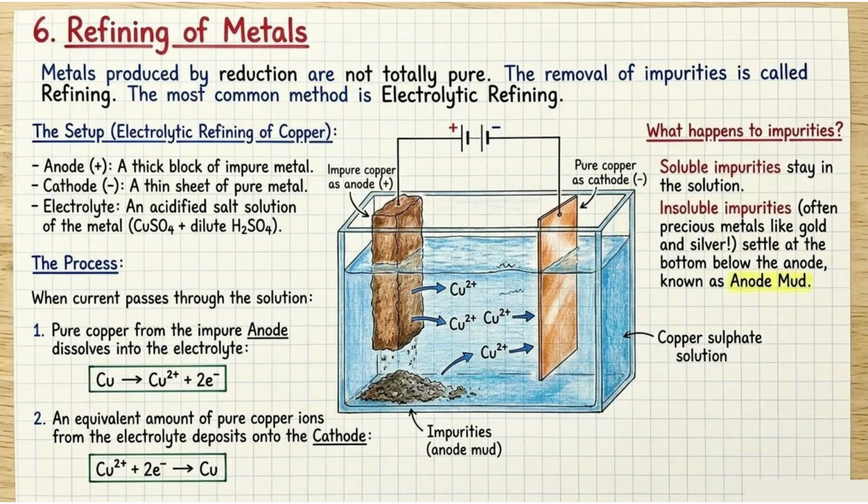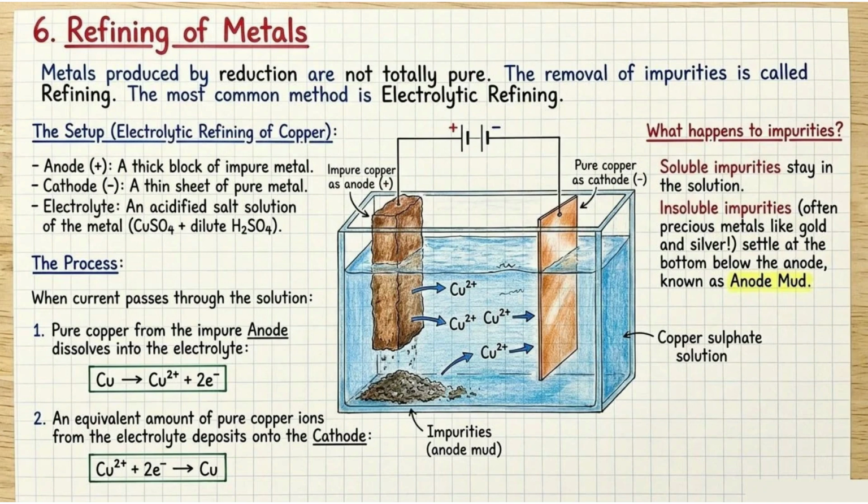The liquid electrolyte they sit in is an acidified salt solution of copper, specifically copper sulfate, CuSO4, with some dilute H2SO4. When you turn on the current, atoms from the impure anode dissolve into the liquid. Solid Cu turns into Cu2+ ions, leaving 2 electrons behind. At the exact same time, an equivalent amount of pure Cu2+ ions in the liquid are drawn to the pure cathode, gaining 2 electrons to deposit as solid, perfectly pure copper.